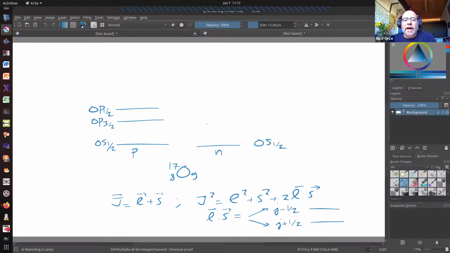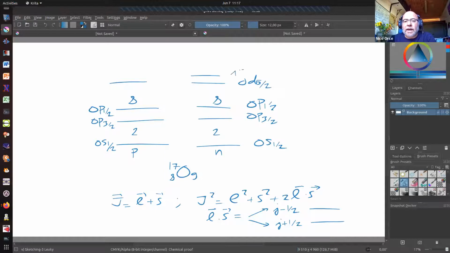So we keep building our nucleus, and the same thing here, 0 P3 half and 0 P1 half. And we always remember there's a magic number here, there's an energy gap there, and there's an energy gap here, and then comes the next ones, right? And the 0 D 5 half, then comes the 1s 1 half, and then a little bit higher comes the 0 D 3 half.